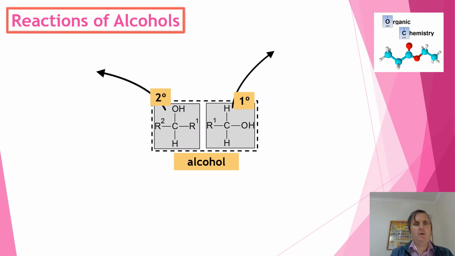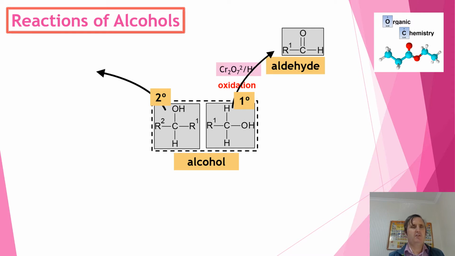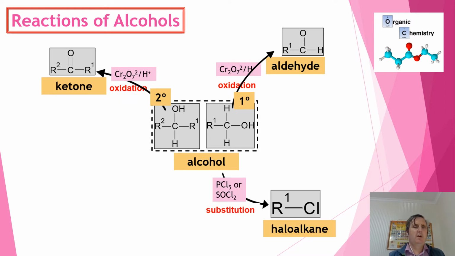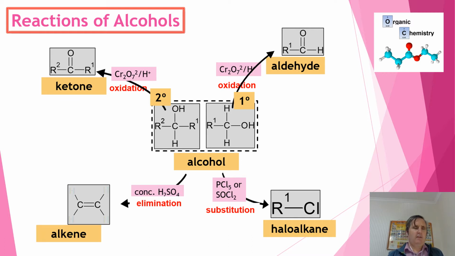When we look at alcohols, it's important at this level that we're able to distinguish between primary, secondary and tertiary alcohols. In the reaction scheme we're going to look at today, we're going to start with two different types of oxidation reactions that produce aldehydes and ketones. We're going to look at the substitution reaction with halogens that produces a haloalkane, and then the elimination reaction that happens with concentrated H2SO4.